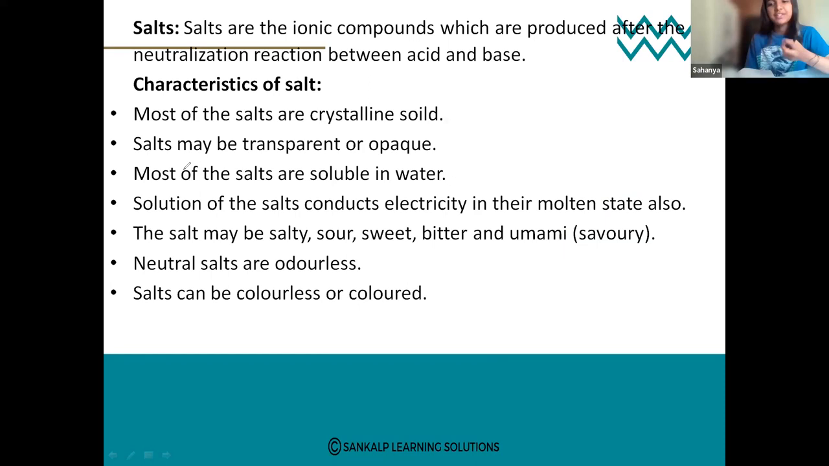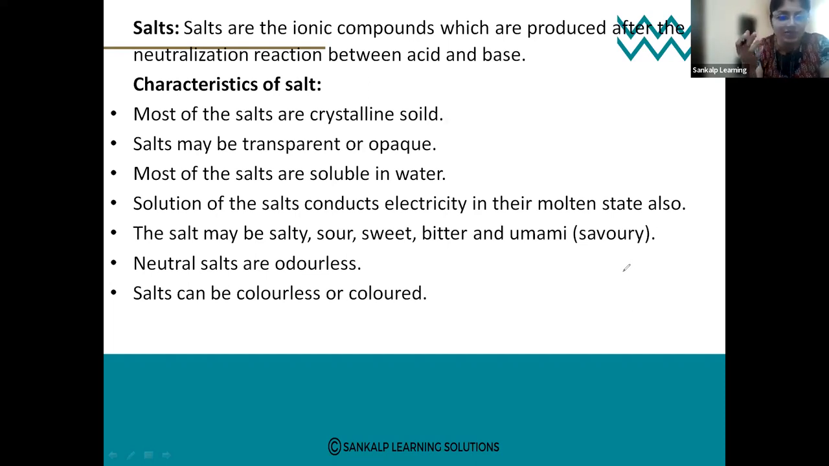Like they're solid in state, they're not in liquid, right? So they will be crystals, sugar crystals. There are two terms: one is crystalline, another is amorphous. What do you mean by amorphous?